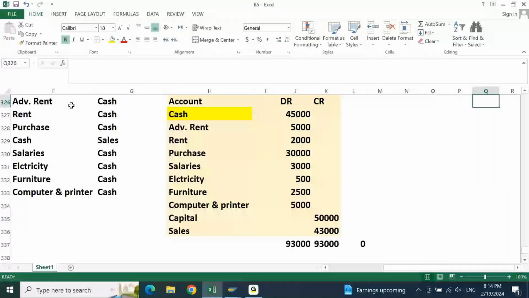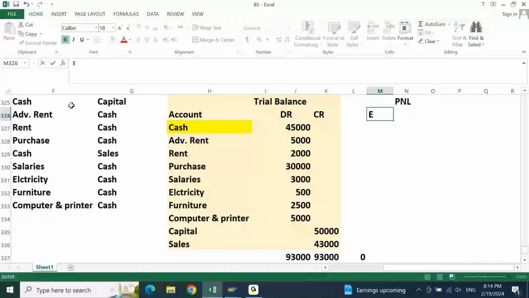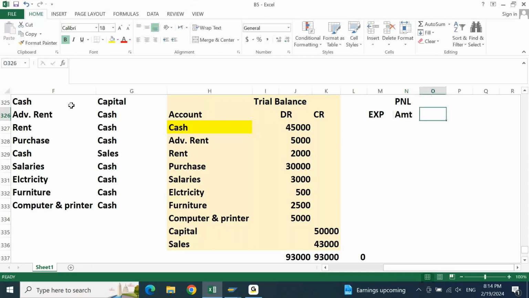We are going to prepare P&L from the TB. Now let me identify how the P&L is prepared. Let me put a simple draft of P&L. In P&L, we know that you will get expenses and you will have amount. Similarly, I will have incomes, I will have amount.